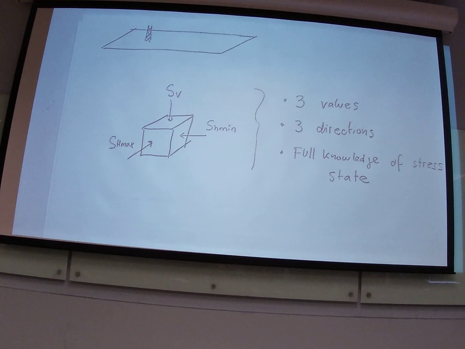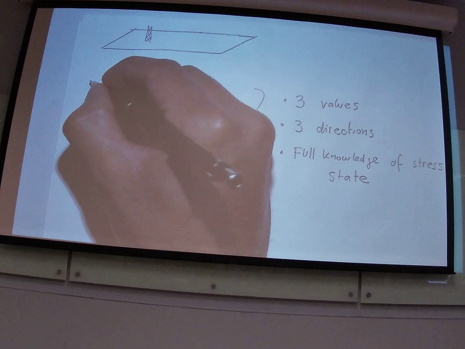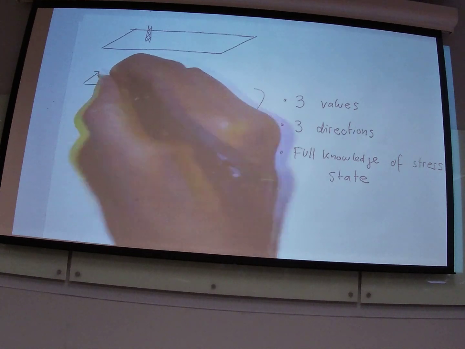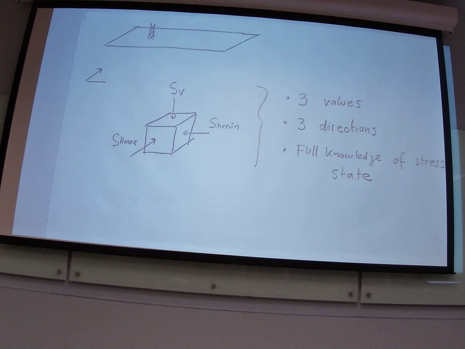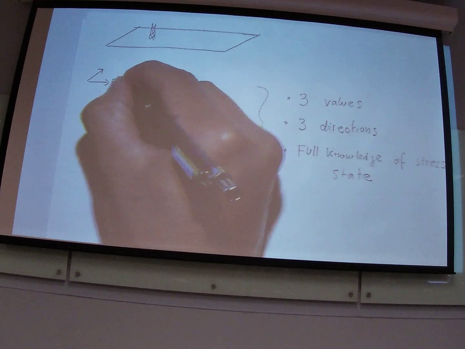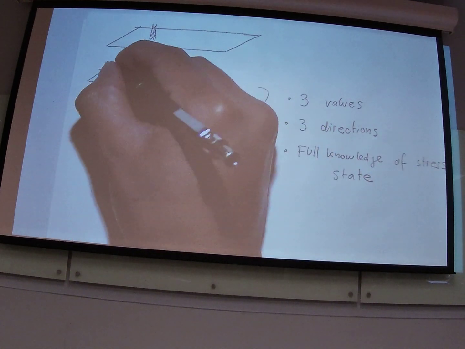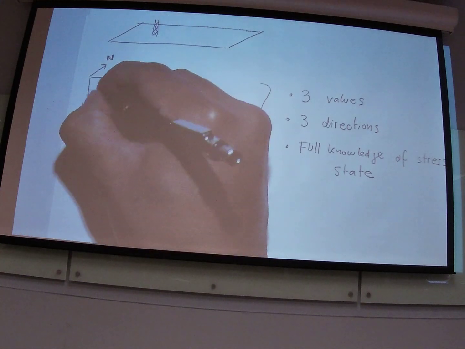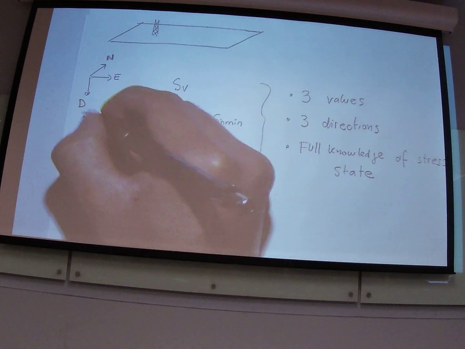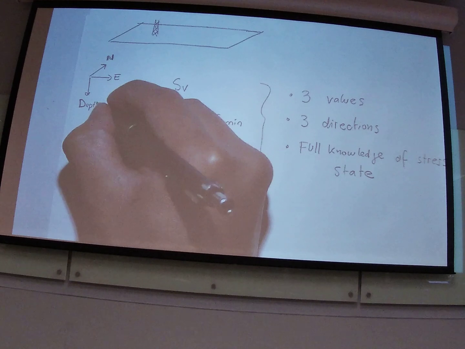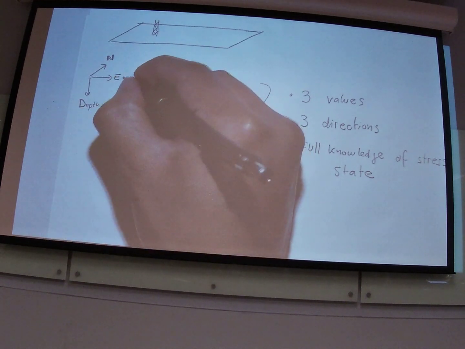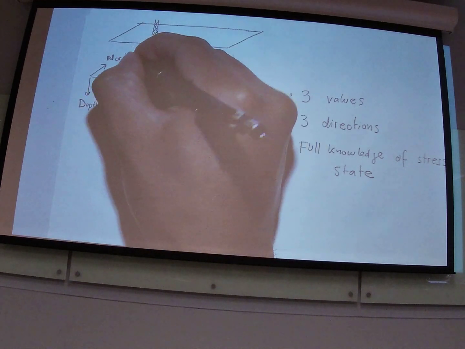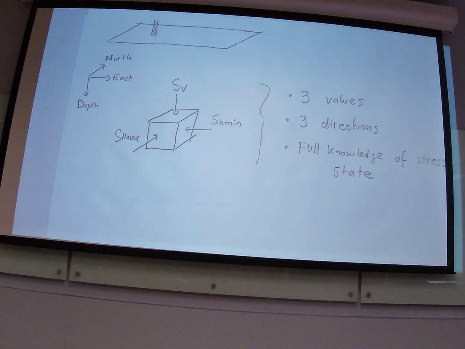Sometimes that's not that obvious. And then you need to say if this minimum principal stress is going towards the east, or towards the north, or a combination of that. This is going to be an axis that we're going to call depth. And this is east, and this is north. So you need to know those directions in order to characterize the horizontal stress.